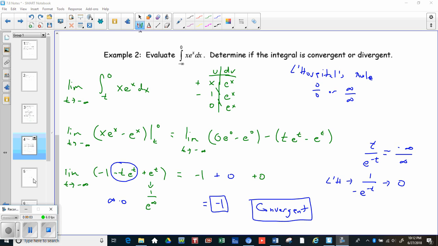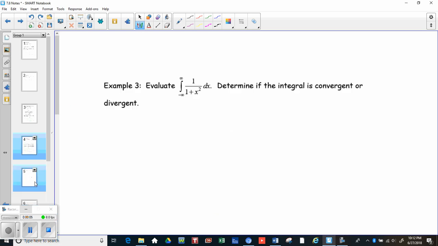All right, video number 2, we're going to keep going with the examples. So this one has infinities in both bounds. So we're going from negative infinity to positive infinity of 1 over 1 plus x squared dx, and we want to simply determine whether this is convergent or divergent.